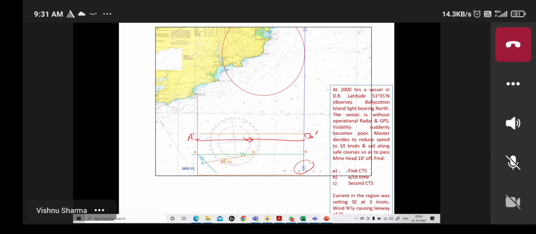So steaming time to alteration point, whether alteration point will be B or B dash, I don't know. That will depend on where I was initially. Correct, beta? Yes, sir. So the steaming time to the alteration point will be the distance AB in the diagram divided by distance AD, which is SMG, and that steaming time, if you add to 8 o'clock, that will give you the alteration time, part B of the question, alteration time. Correct? So you have got the first CTS and you have got the alteration point, right, guys?